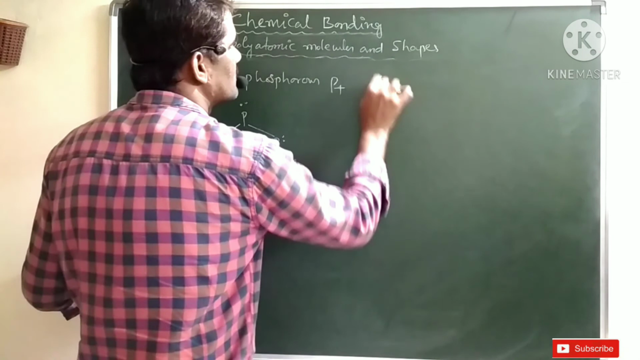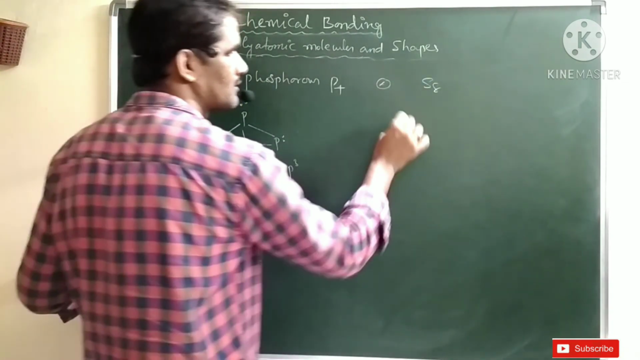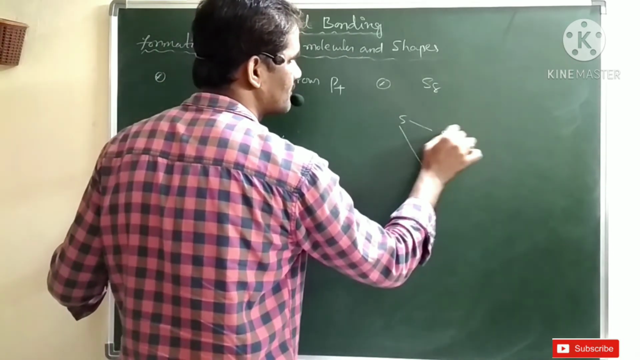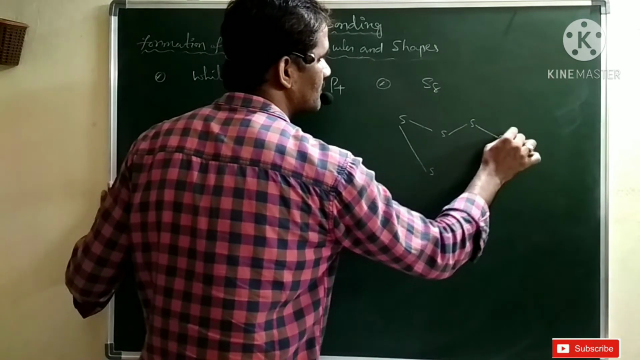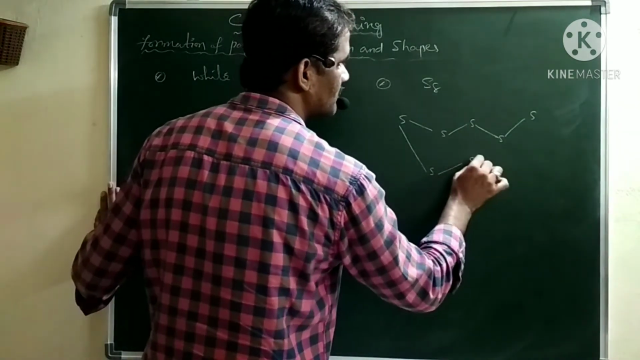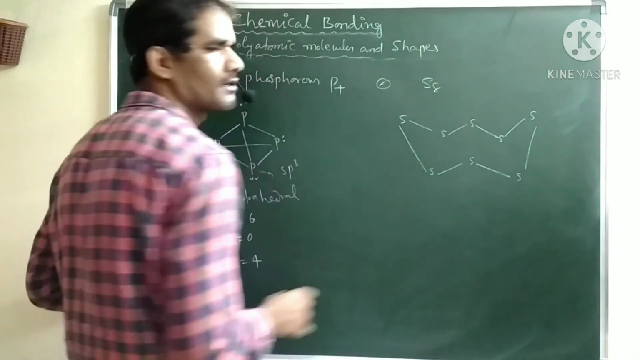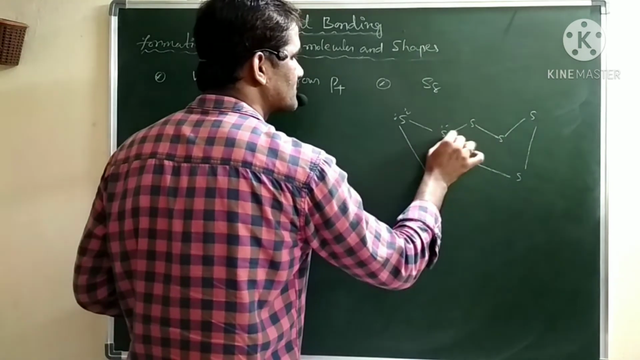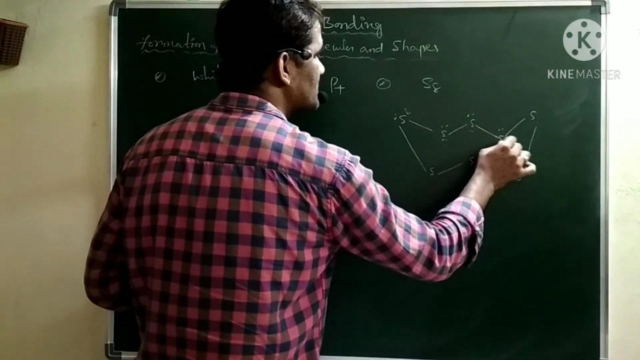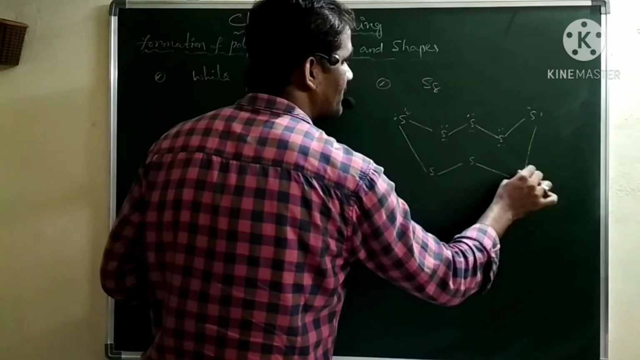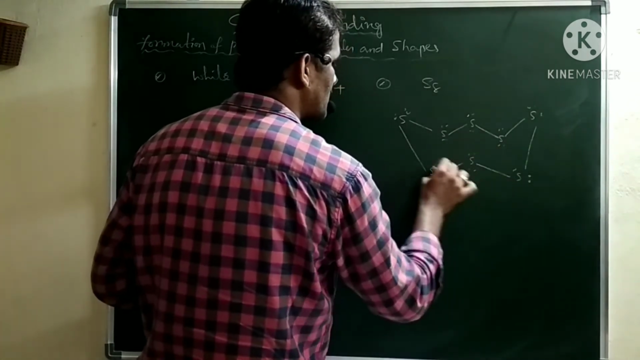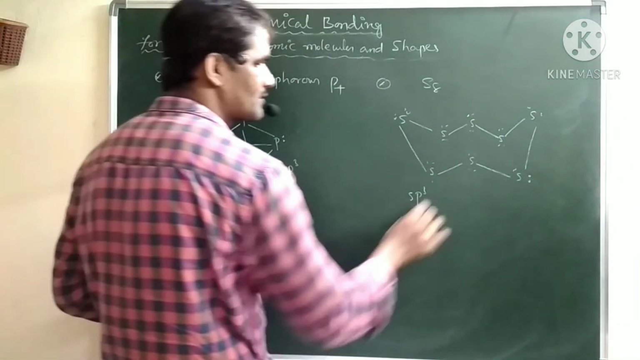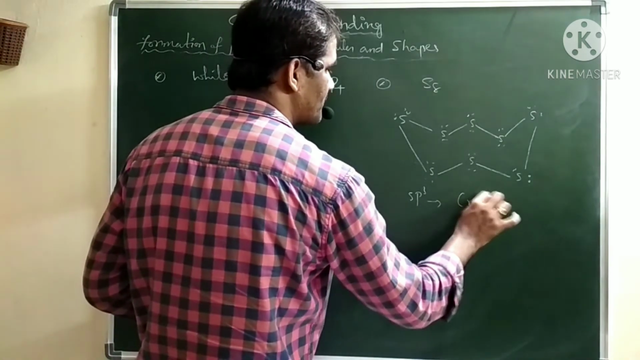Similarly, we have the S8 molecule, and the sulfur will undergo a kind of crown shape. This is the crown shape for S8. Again, each sulfur carries 2 lone pairs, and each sulfur will undergo sp3 hybridization here. The hybridization of each sulfur is sp3, and the overall geometry is a crown shape.